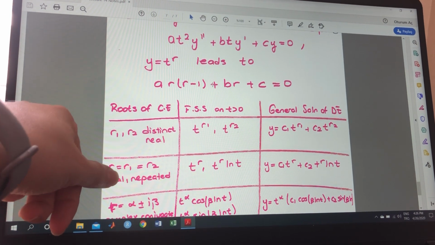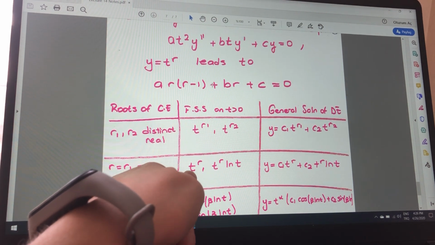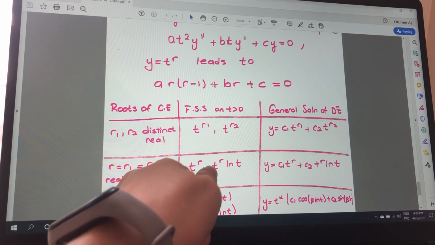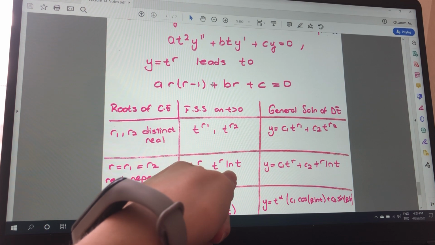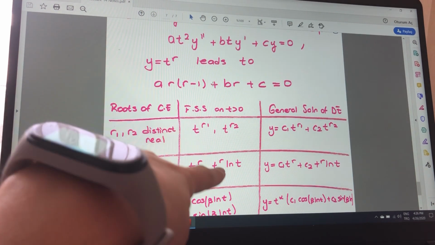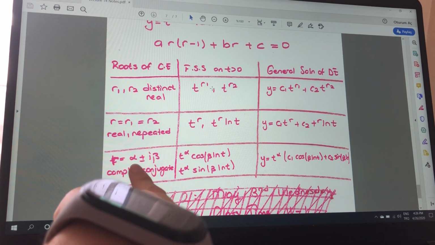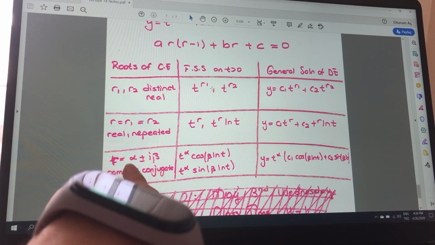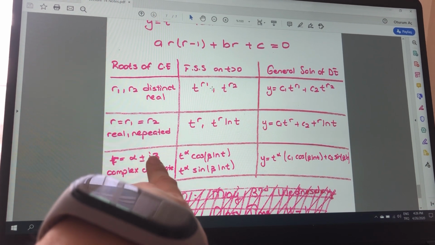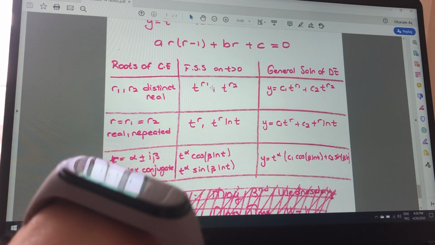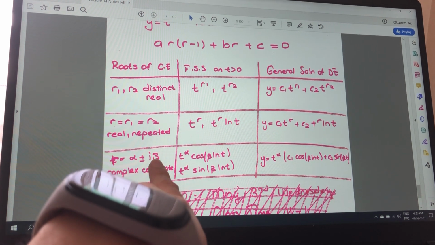If you have real and repeated roots, one of the solutions will be t to the r, another one is t to the r ln t. ln t is coming. We found this one by reduction of order. And if you have complex conjugate roots, then the solutions are t to the alpha cosine beta ln t plus t to the alpha sine beta ln t.